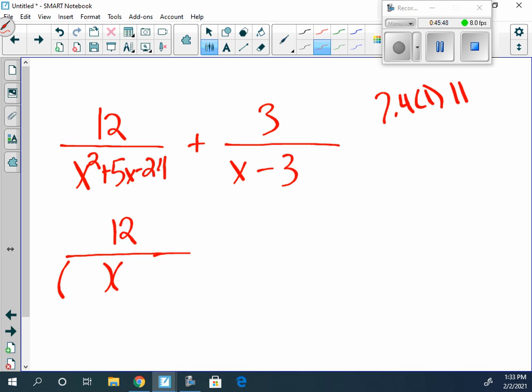So if we factor this here, well, since the 24 is negative, our signs are opposite. Factors of x squared would give me x and x. And it works out, the factors of 24 that end up giving me a middle term of positive 5 is x plus 8 and x minus 3. Okay.